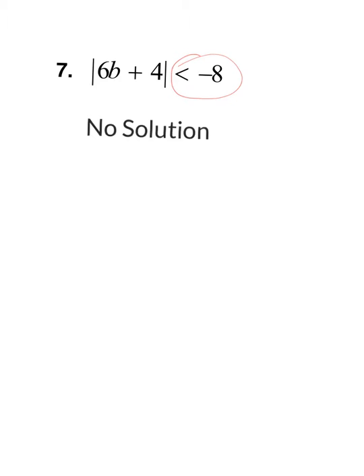Number 7 is no solution because it's less than a negative 8. You're always going to be greater than a negative. If all you have is absolute value bars of something, it's always going to be greater than a negative. So that's why it's no solution again. Let's look at number 8.